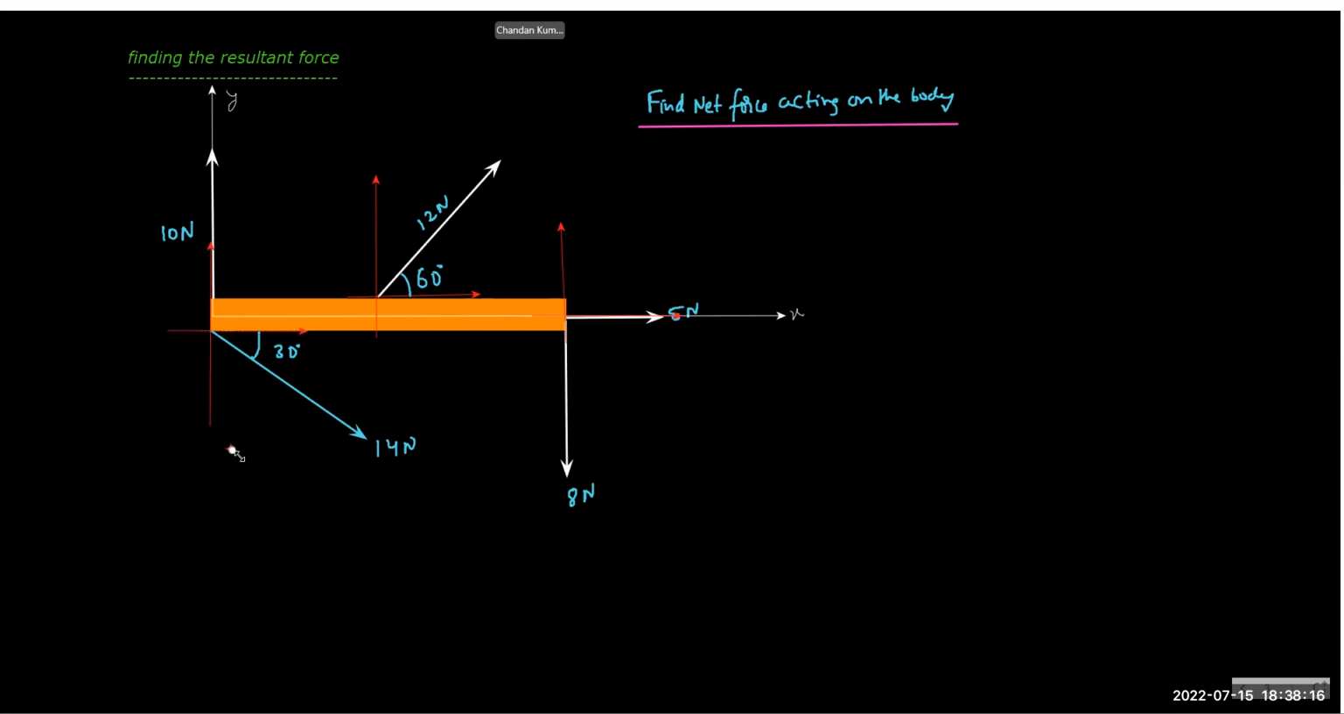Until you draw the X and Y coordinate at the tail of each vector, you won't be able to see the quadrant. So you can clearly see that 12 Newton lies in which quadrant? First quadrant. But the 14 Newton lies in which quadrant? Fourth quadrant. Very good.